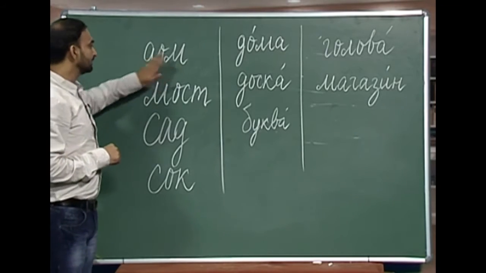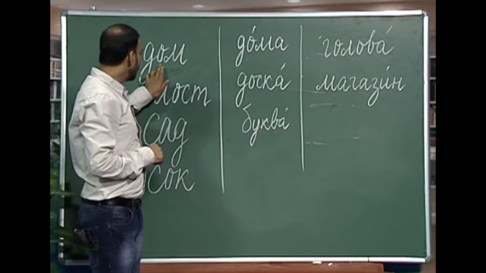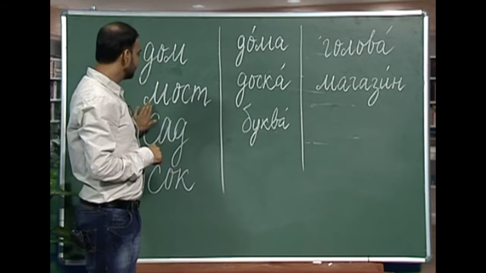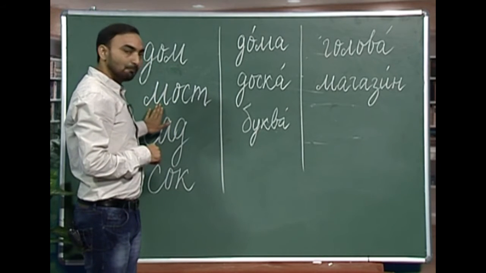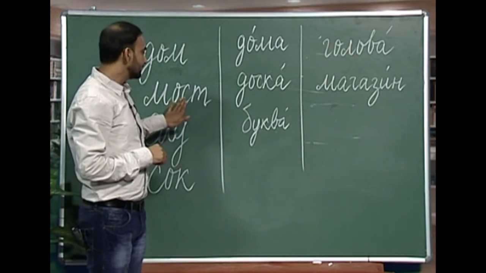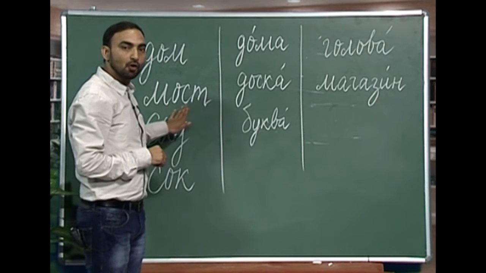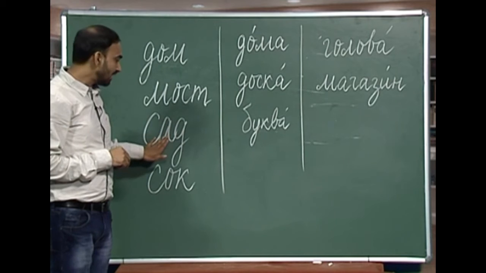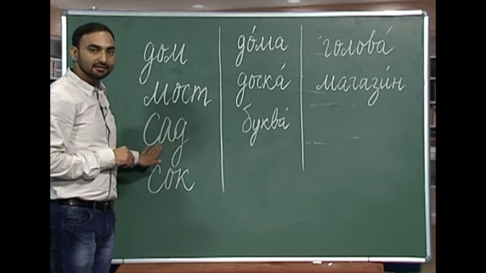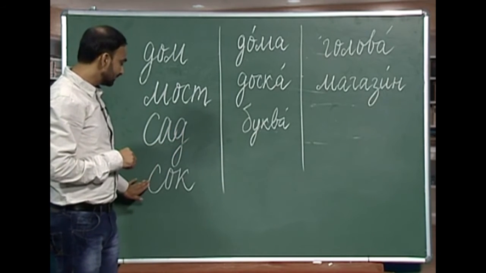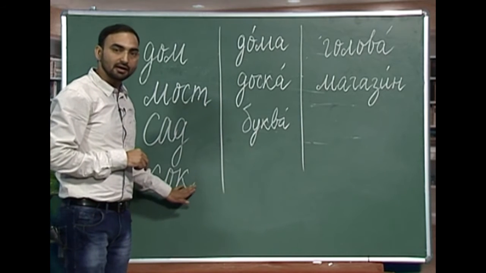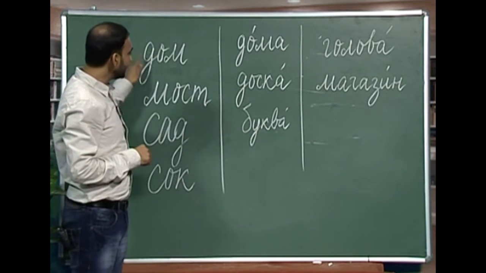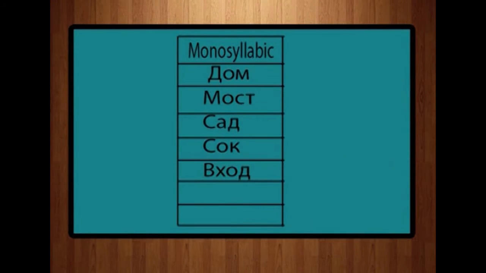The first word is dom, then most, then sat, then sok. As you can see, all these words have only one syllable. So, these are monosyllabic words.